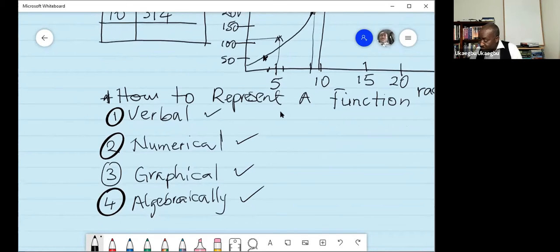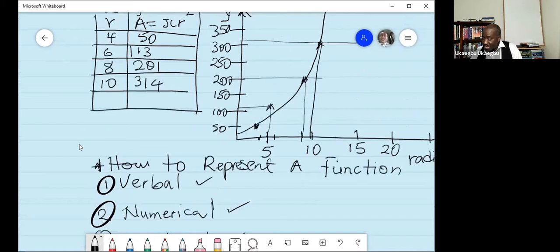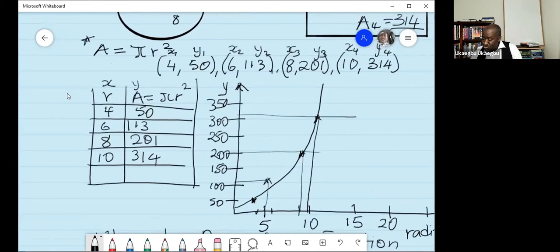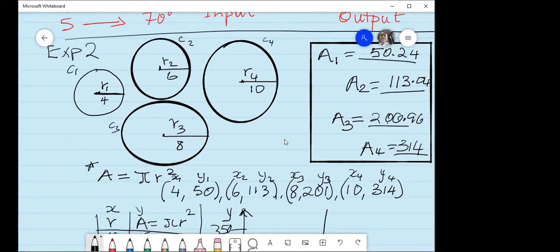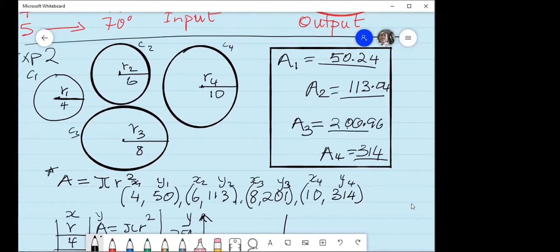Okay, so now I have given you two examples of a system that can represent a function. So now, since you're using a pencil and paper, here's what I want you to do.